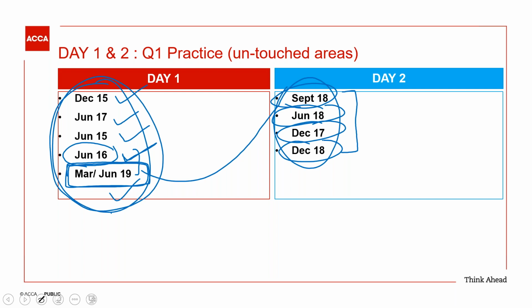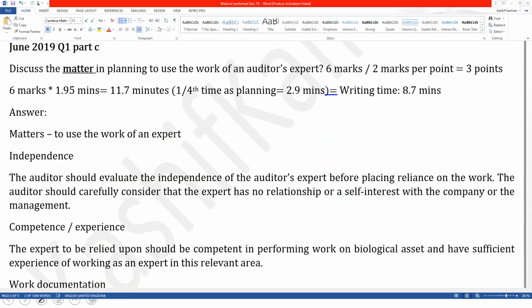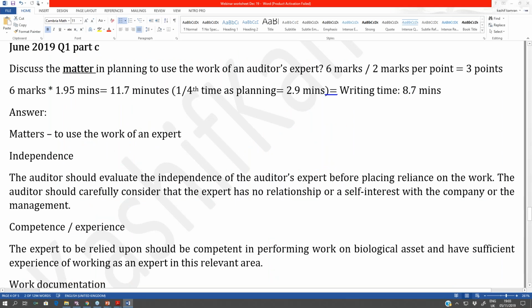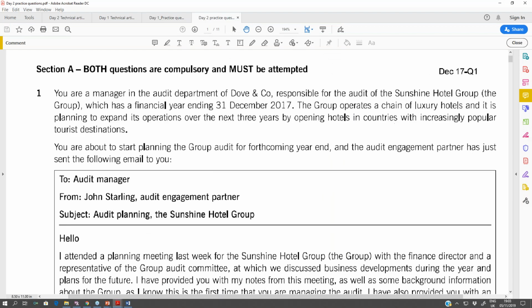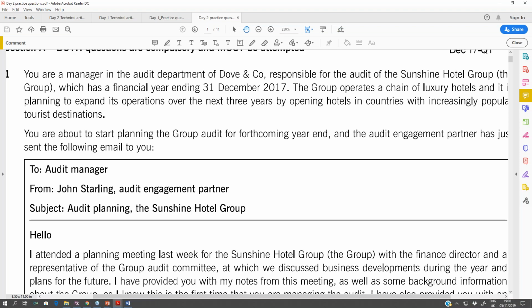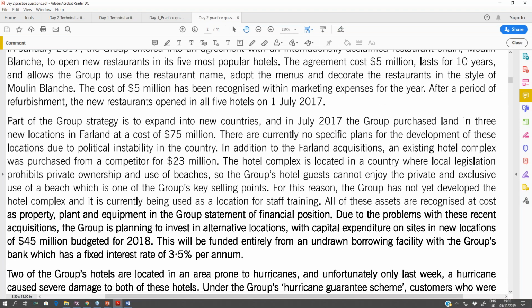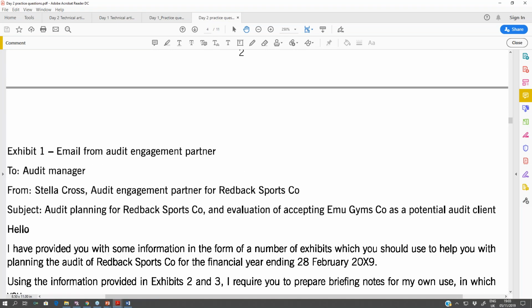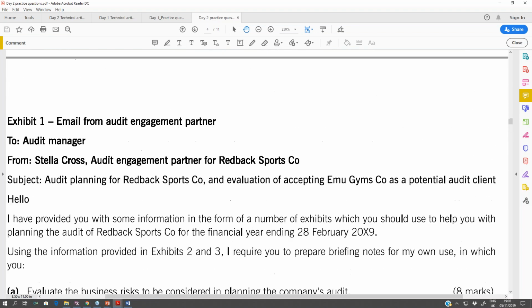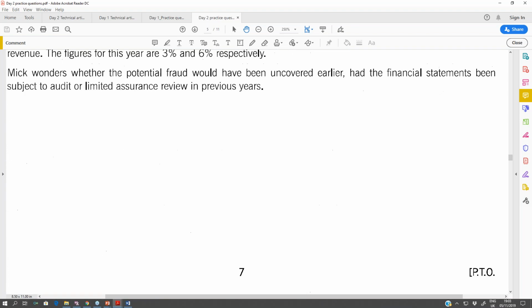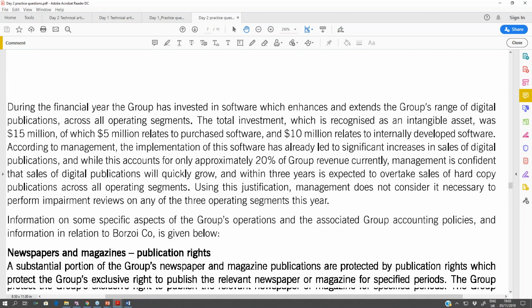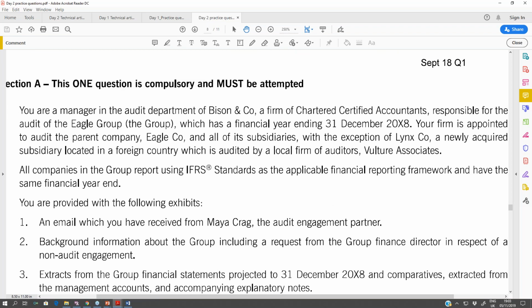Okay, let's take on another question from September 18. Let's see what unusual thing the examiner is asking us in the September 18 question number one. Now the day two practice questions. In the day two practice questions, we need to see first the September 18 question number one. Right in front of your screen is the September 18 question number one. Let's see what was the unusual area in it, so we have a fair idea whether we are prepared for it or not.